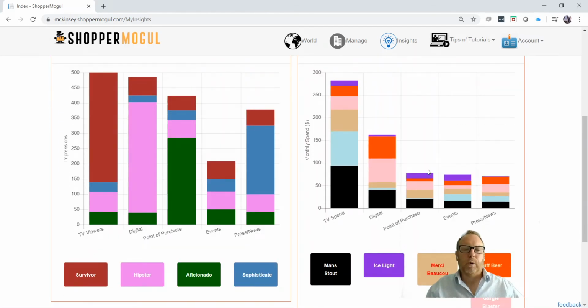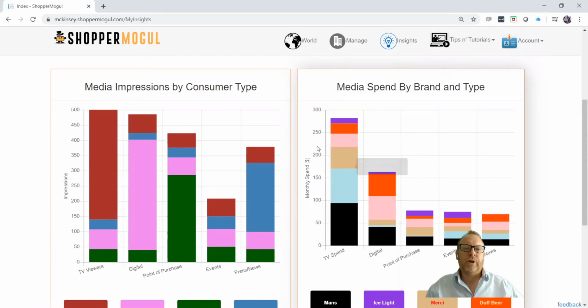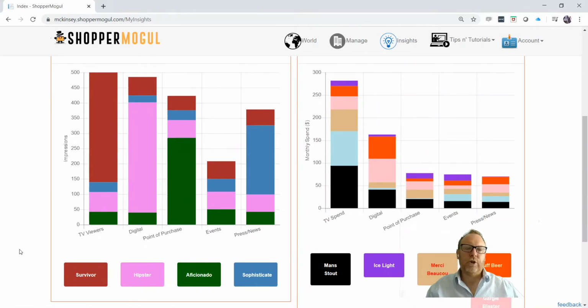The Shopper Mogul world provides for a number of different media channels. So you can spend money on TV, digital, point of purchase, events, or press, or getting your product into the news. Now, the 2 bits of information you've got available to you here are on the left, where different types of consumers are getting their information. And we can see that for each of our different channels, which percentage of, or how many shoppers of different types are getting their information through this channel.